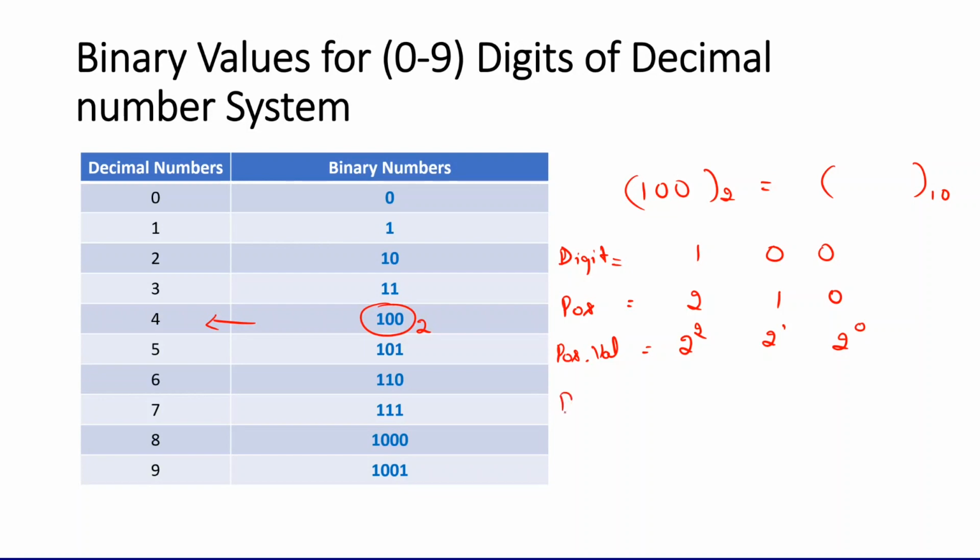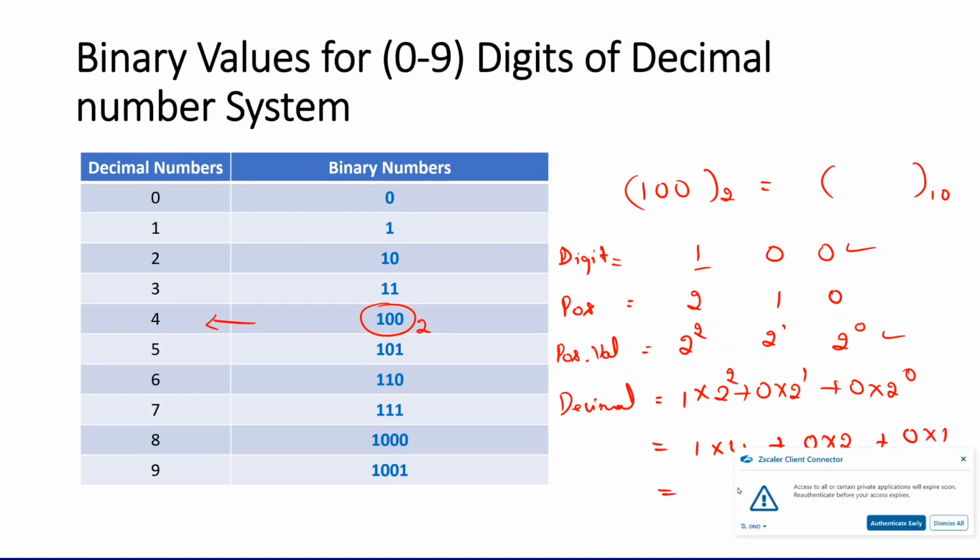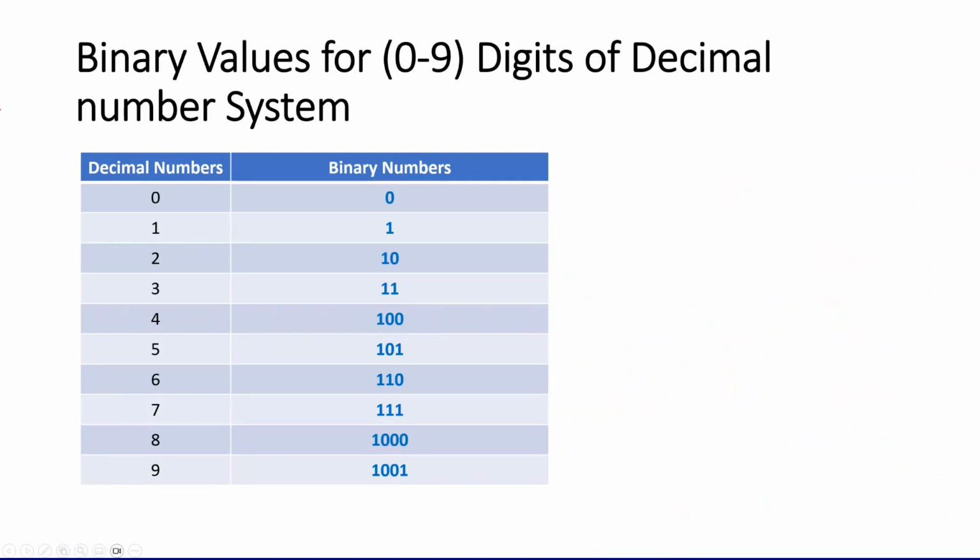Now we'll have to find out the decimal equivalent. So to get the decimal equivalent, you have to multiply the digit with this value. 0 into 2 to the power of 0 plus 0 into 2 to the power of 1 plus 1 into 2 to the power of 2, which is 1 into 4 plus 0 into 2 plus 0 into 1, which is 4 plus 0 plus 0, which is equal to 4 in base 10. Clear? Which is exactly matching.